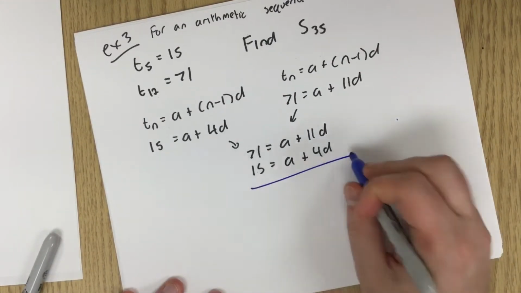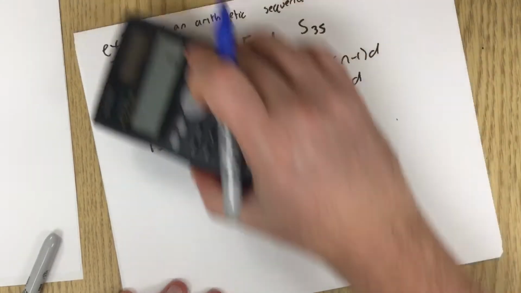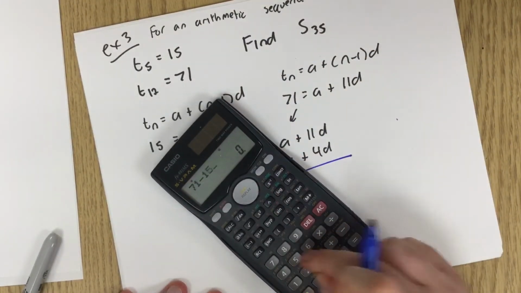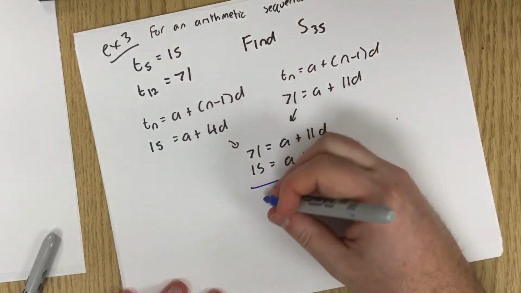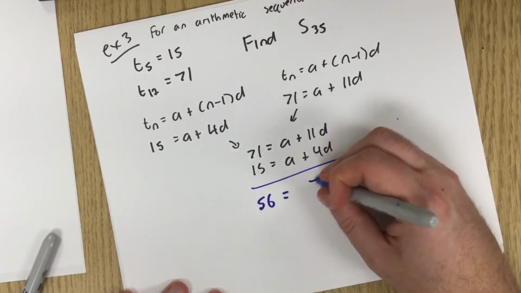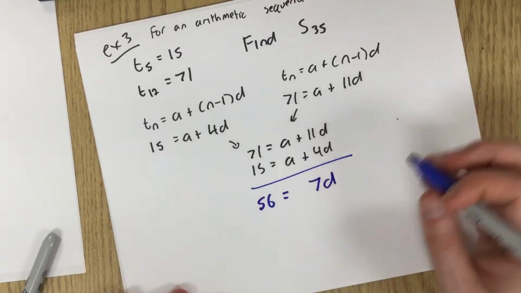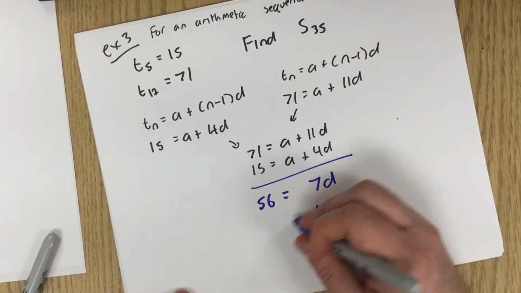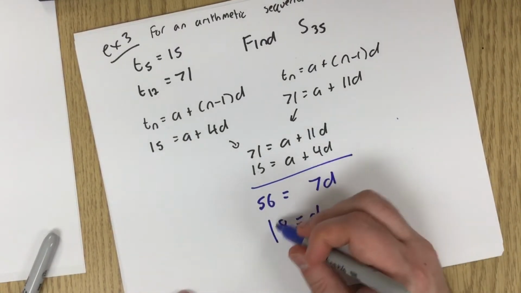We're going to subtract these. So 71 minus 15 is 56. The a's go away, and 11 minus 4 is 7d. Divide both sides by 7. d equals 8.